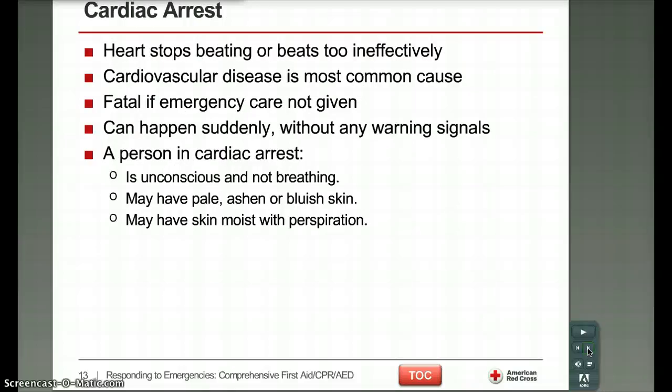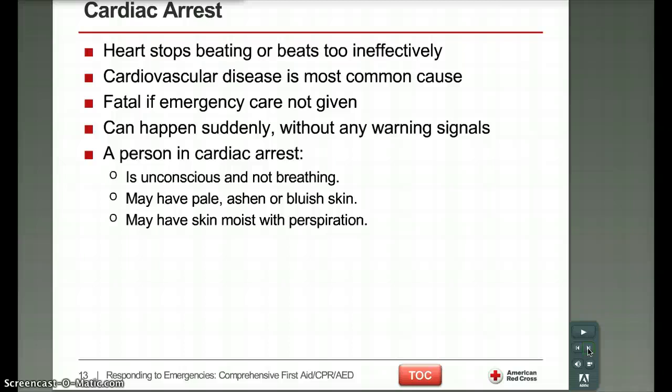When someone goes into cardiac arrest, that could be not only from a heart attack, but for a variety of different reasons. If someone has cardiac arrest, the heart does stop beating, or it's beating too ineffectively to adequately pump blood to other parts of the body. Cardiovascular disease is the most common cause, but it's not the only cause. It is fatal. Care must be given. It can happen suddenly without any warning signals whatsoever.